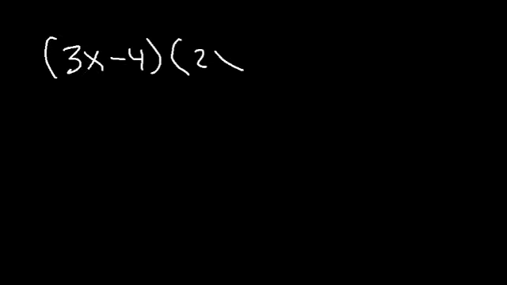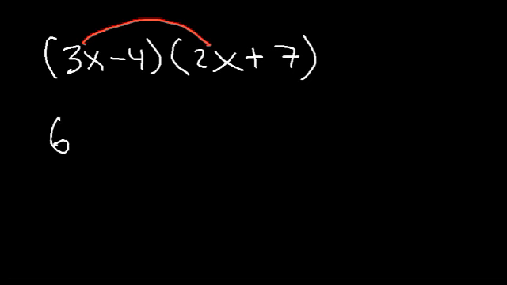Now let's multiply a binomial by another binomial. So what's 3x minus 4 times 2x plus 7? What we need to do here is something called FOIL. We need to FOIL these two expressions. What's 3x times 2x? 3 times 2 is 6, and x times x is x squared. Keep in mind this is x to the first power. 1 plus 1 is 2.